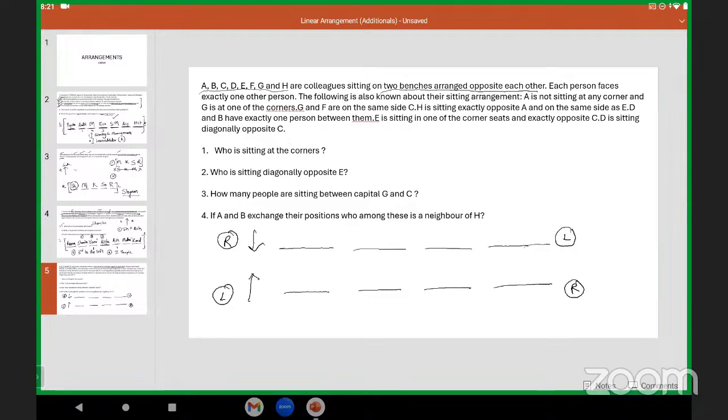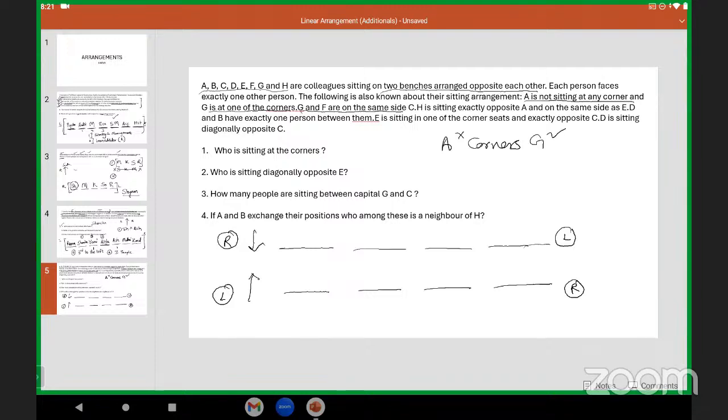So now let us start with the given data. A is not sitting at any corner and G is at one of the corners. So A is not at the corners and G is at the corner. G is at one of the corners. Now G and F are on the same side.